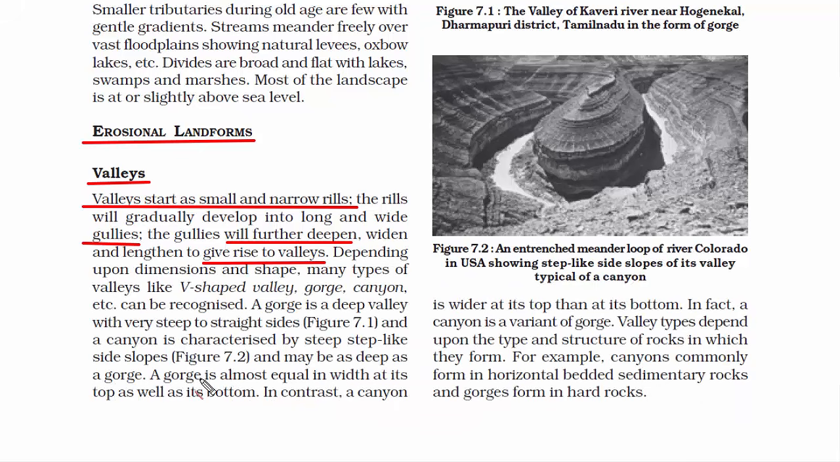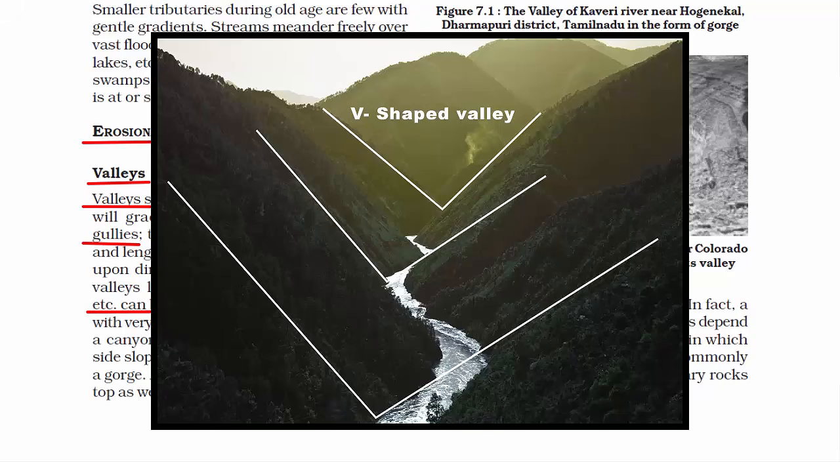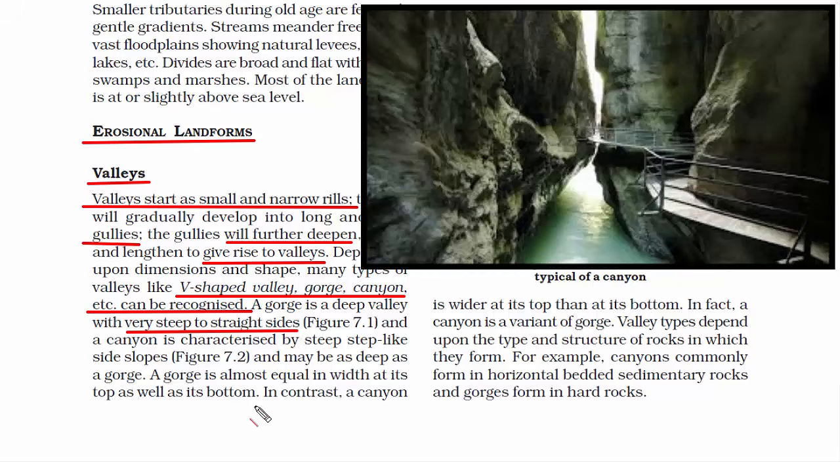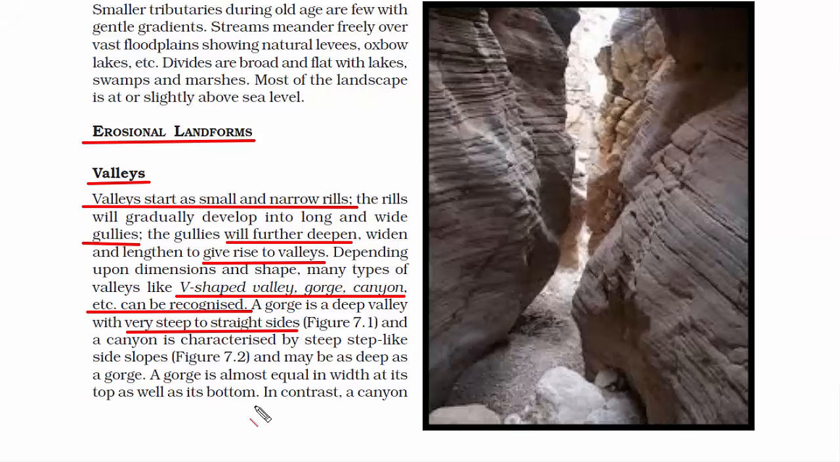Now there are different types of valleys depending on shape and dimensions. Some of them are V-shaped valley, gorge, canyon, etc. Now a V-shaped valley looks like this. You see this pattern, it looks like the letter V. On the other hand, a gorge is a deep valley with very steep and straight sides. You see it's not V-shaped. It's a narrow valley and you can see cliffs on both sides.